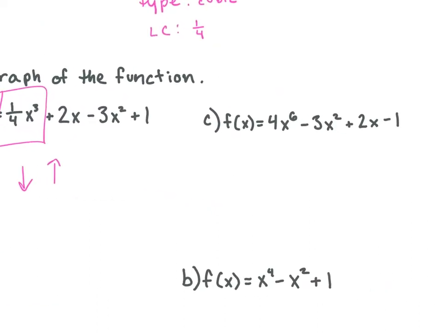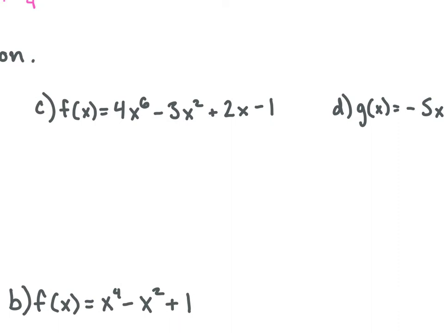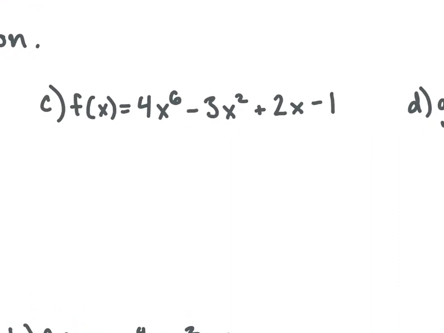All right, let's move on to C. Which term are we looking at? 4x to the 6th power. Is this positive or negative? It's positive. Positive means our right arrow goes up. Even means it goes in the same direction. So we have up and up.